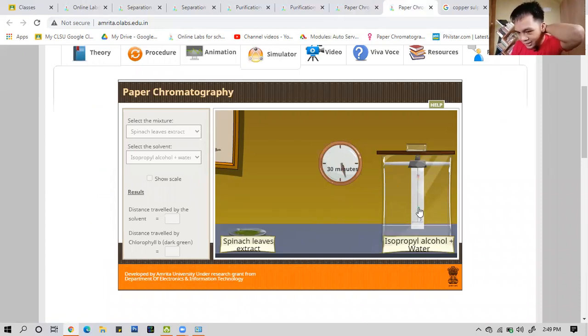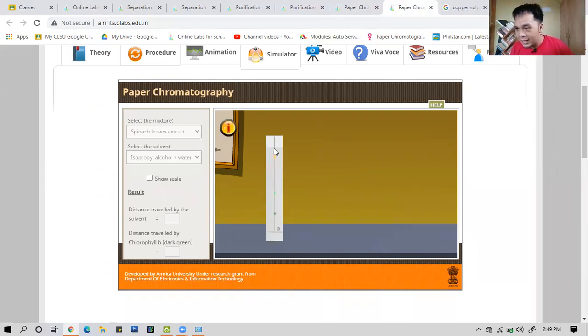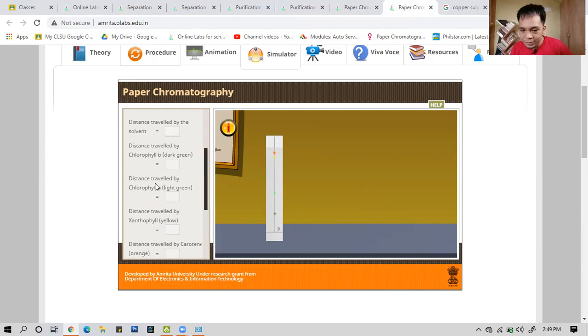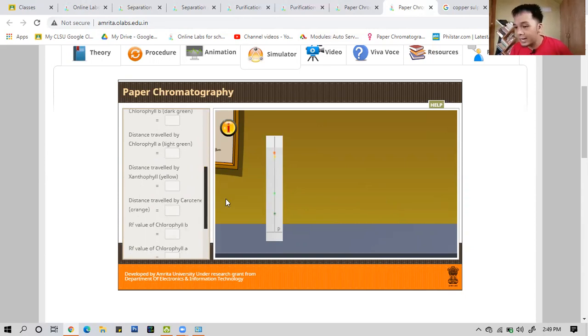Kung makikita ninyo guys, na-separate yung ating mga components dito. Na-separate yung components natin after 30 minutes daw, pero hindi na siya na-one. Ayan, na-separate na siya. Kasi nga, nakadepende yung components natin dito. Sa components natin dito sa ating sample, we have 4: the chlorophyll B, chlorophyll A, xanthophyll, and the beta-carotene.